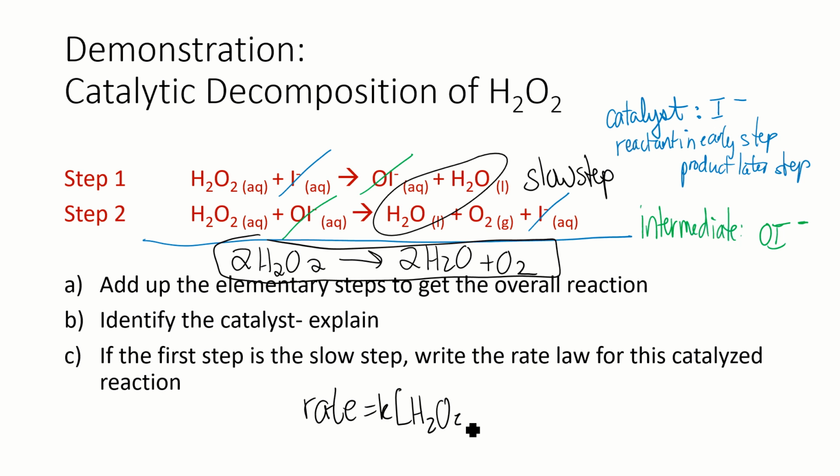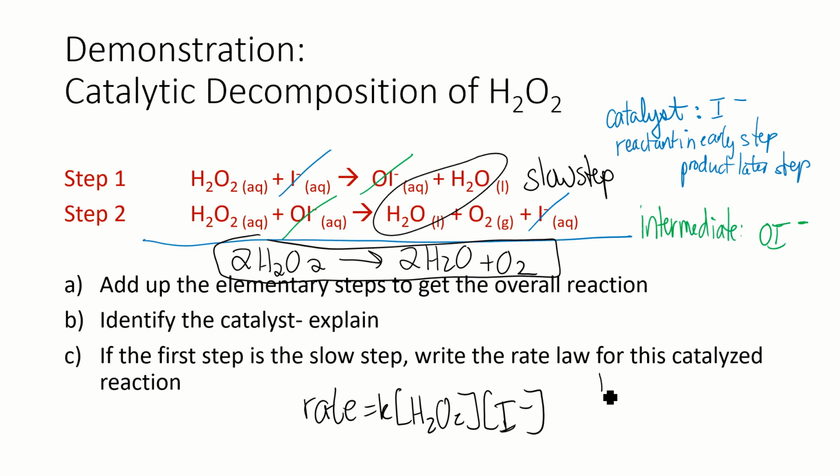k [H2O2] times [I minus]. And you might say to yourself, wait, that's weird. Iodine shouldn't be part of the rate law because iodine is not a reactant in the overall reaction. But it makes sense that a catalyst would be part of the rate law, right? Because if you add more catalyst, it probably will go a little bit faster. So it's actually okay for catalysts to be part of the rate law.